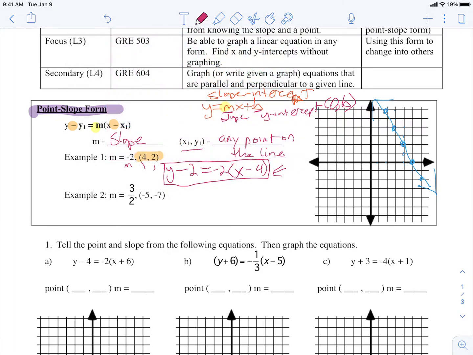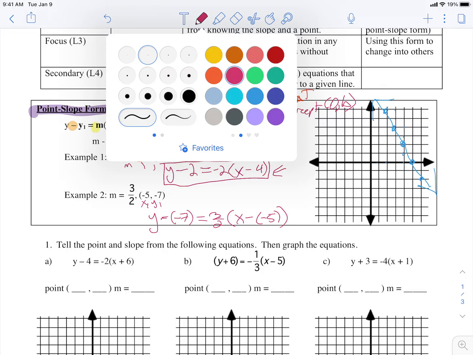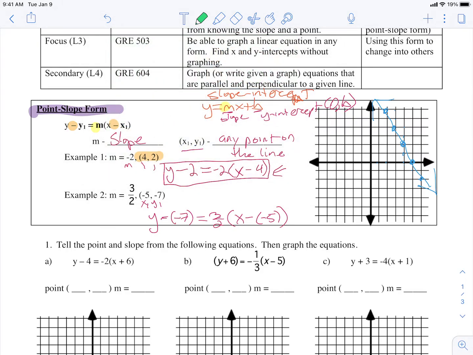All right, let's try this again. So here, m is 3 halves. This is my x1, this is my y1, and now I'm going to write the equation. So y minus parentheses negative 7, don't forget that, equals 3 halves parentheses x minus parentheses negative 5. Now, since we're still learning this, I'm using those parentheses there, but I think some of you guys are going to automatically say, well, if it's the opposite of a negative, isn't it just positive? And you're right. You could just go right ahead and say it's y plus 7 equals 3 halves (x plus 5). And this is the correct form.